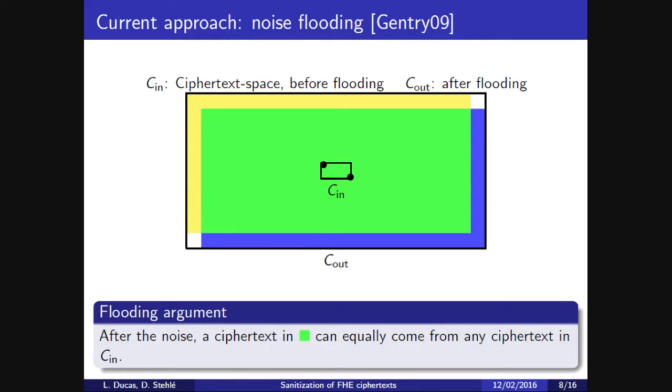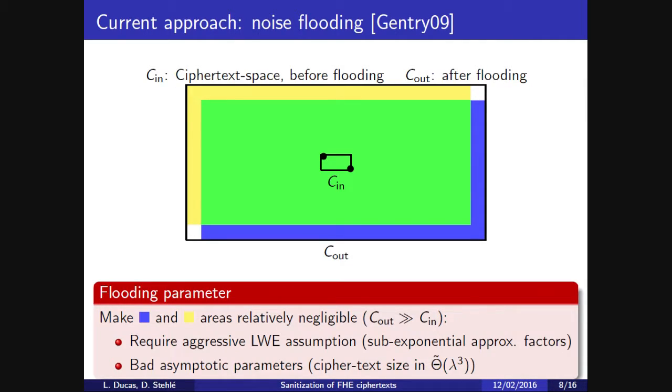The argument to claim that this is secure is to say that, after we add this noise, everything that falls in this green region could equally have come from the first ciphertext or from the second one, or actually from any ciphertext inside this region. But if we need to fill in parameters, then we see that it's not exactly efficient, because for this argument to work, we need the remaining area, this blue portion and this yellow portion that is not caught by every ciphertext, to be relatively negligible compared to the green portion. And to do this, we need the final ciphertext space C-out to be much larger than the input ciphertext space, actually exponentially larger if you want to resist any sub-exponential attacks.